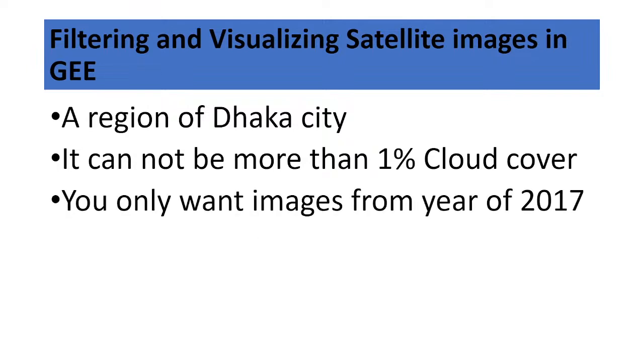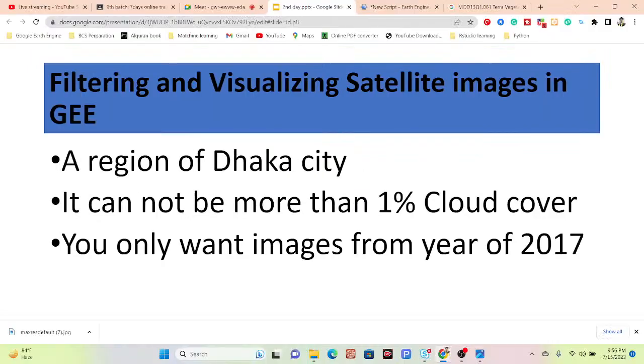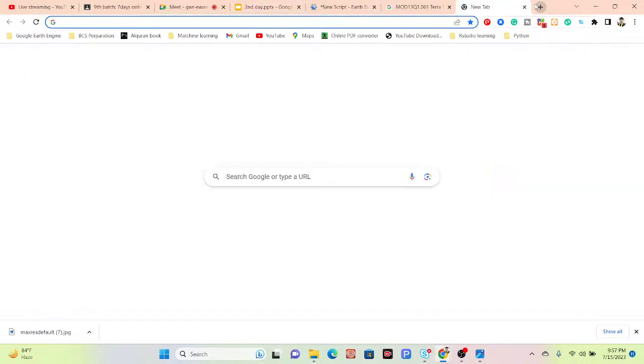The third factor is a specific time period. Suppose I need the image for the wet season, dry season, or the year 2017, or the year 2020. So for any specific time period, I need these satellite images. So mainly these are the three factors when you want to filter any type of satellite image. First is region, second is image metadata, third is a specific time period. Using these three factors, we can easily filter any type of satellite image in the Google Earth Engine platform. So let's go, I will show you the practical example. For that, I simply open a new code editor.